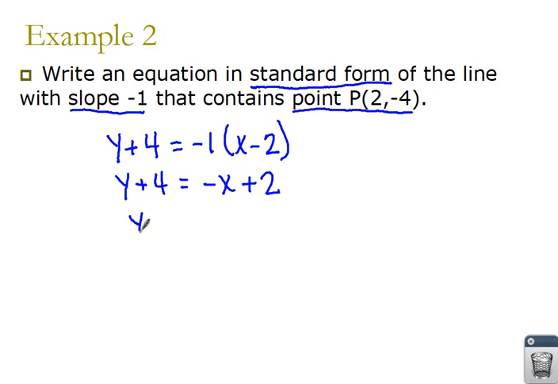And then we subtract 4 to get y by itself. So now we have slope-intercept form. Now we need to add the x back to the other side to get x and y on the same side. And we have standard form. This time we don't have to multiply by anything because x is already positive. And there's no fractions over here, so we don't need to multiply by anything either.